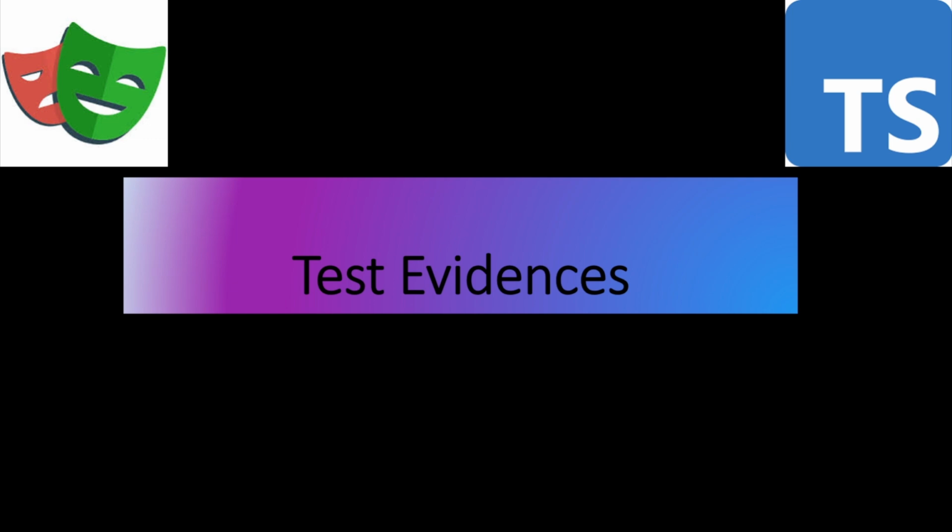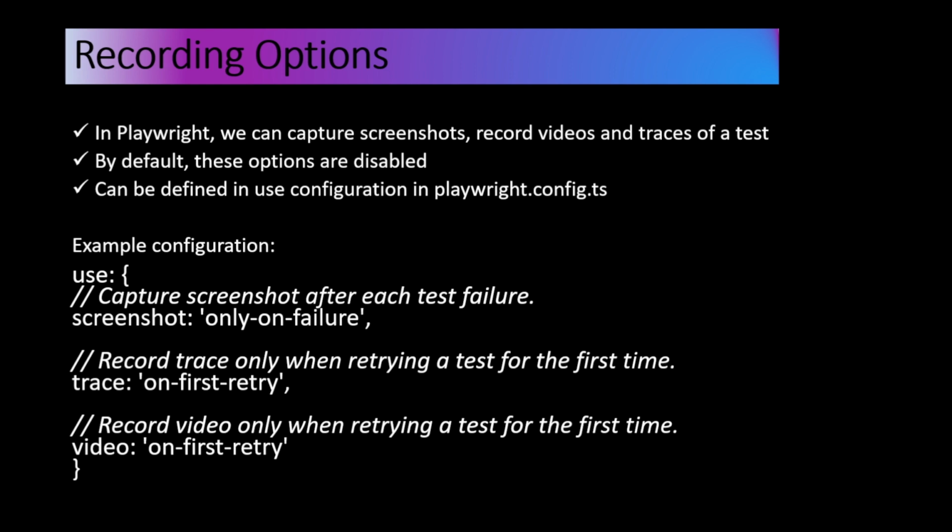So now we are going to talk about test evidences, be it manual testing or automation testing. Test evidences are very important, especially during failure of test cases. So Playwright provides various options to capture these evidences, like screenshots, recorded videos and traces. And these are really useful when we want to debug a test case for fixing the same.